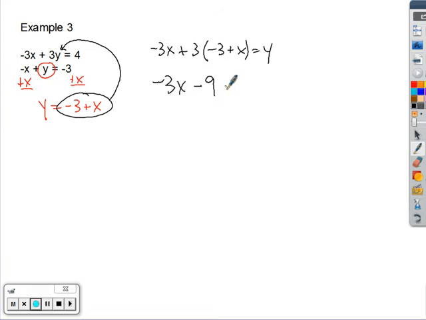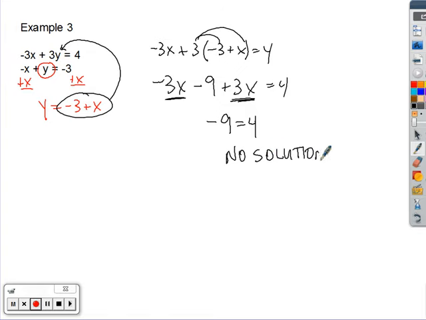Minus 9 plus 3x, that's distributive property, and that's going to equal 4. Combine like terms. Oh, and I notice something happens here. Positive 3x and negative 3x make 0, which means there's no more x's in the problem. So I have negative 9 equals 4. If there's no more variables to solve for, this is a special case, this is a unique situation. I need to look at what I have left, negative 9 equals 4, and I need to ask myself, is that true? If it is true, there are infinite solutions. If it is false, in this case it is, there are no solutions. So these would be parallel lines if I had graphed them.